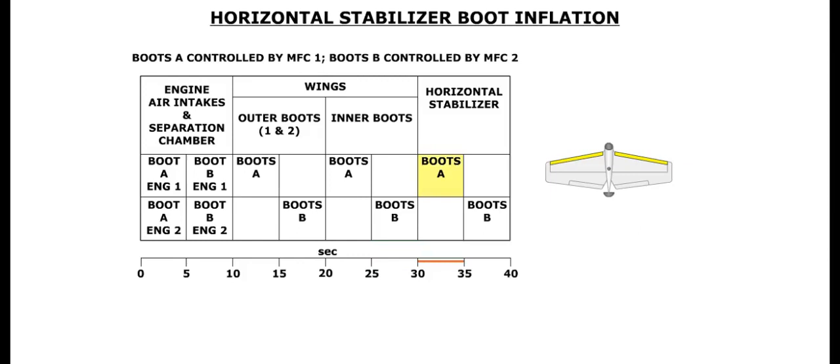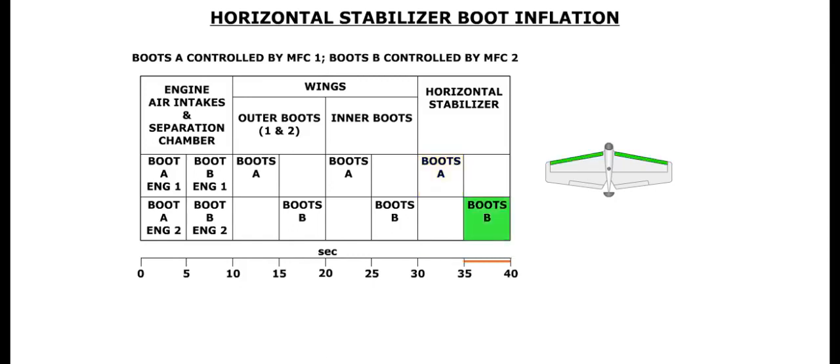Finally, the boots in the horizontal stabilizer are inflated. MFC1 commands boots A to inflate. They will remain inflated for 5 seconds. During this time, boots B are deflated. At the end of 5 seconds, both boots A and the horizontal stabilizer deflate.